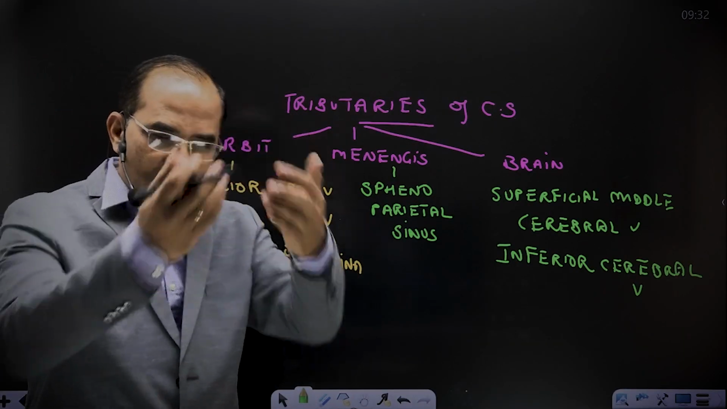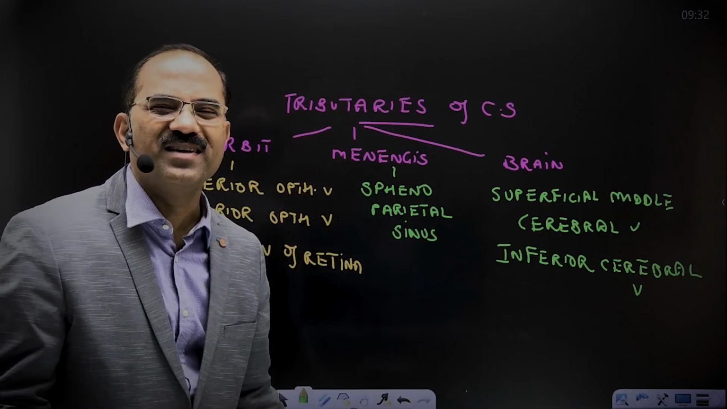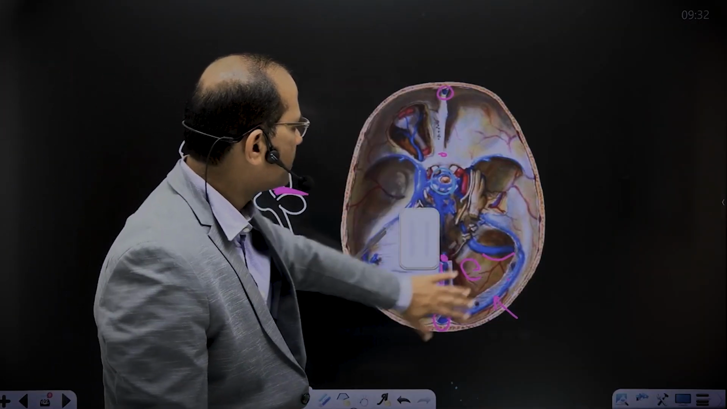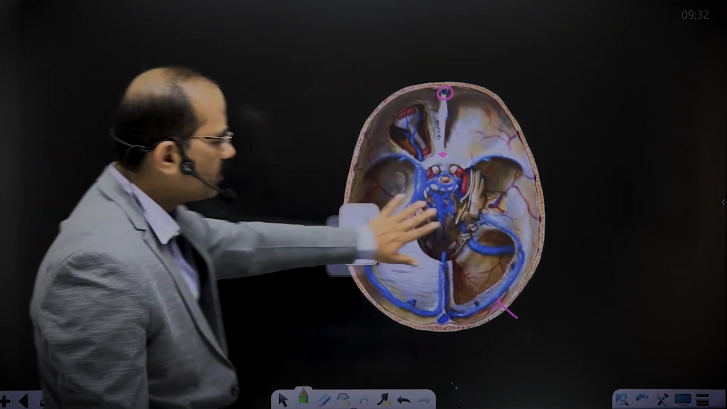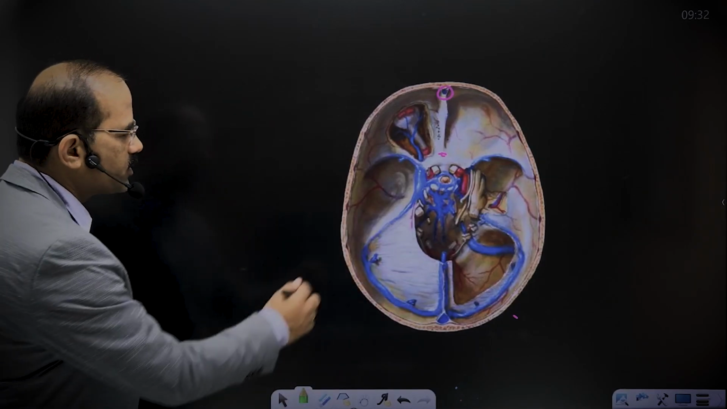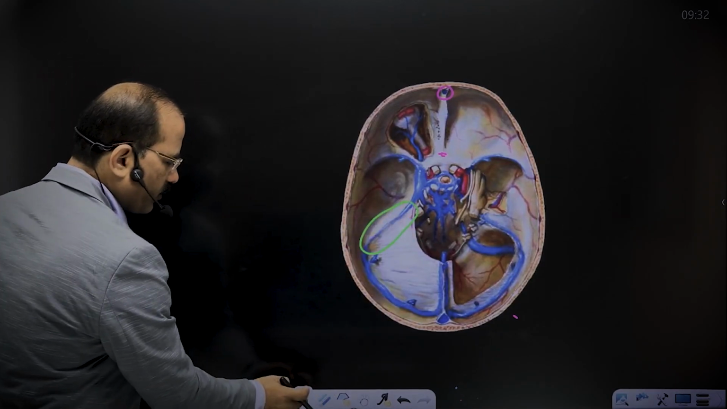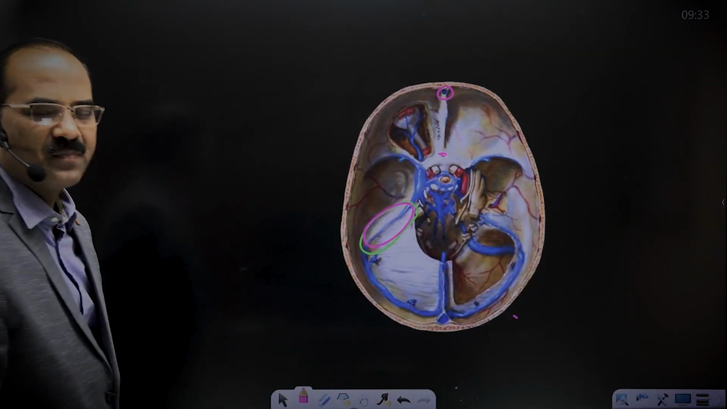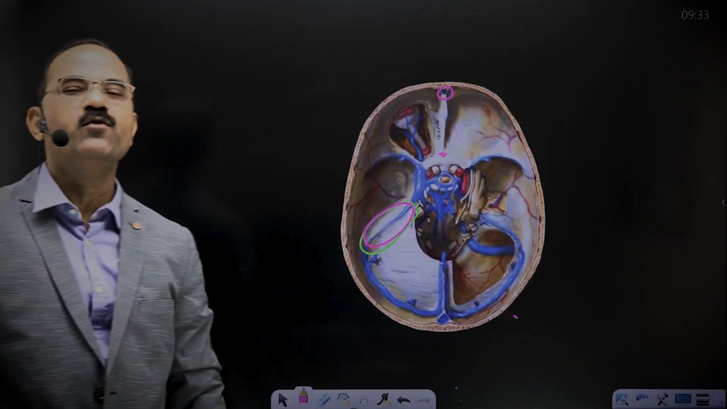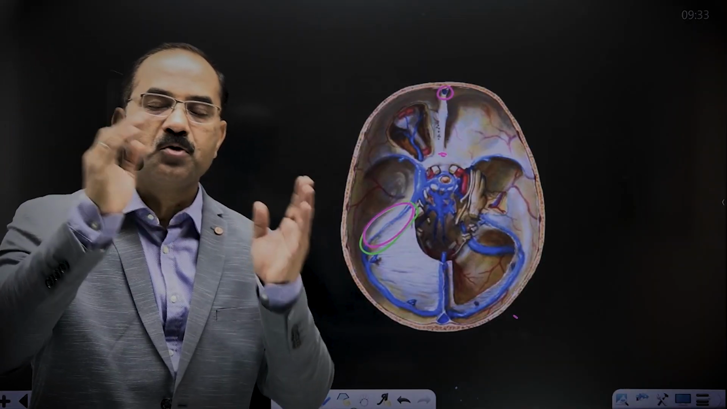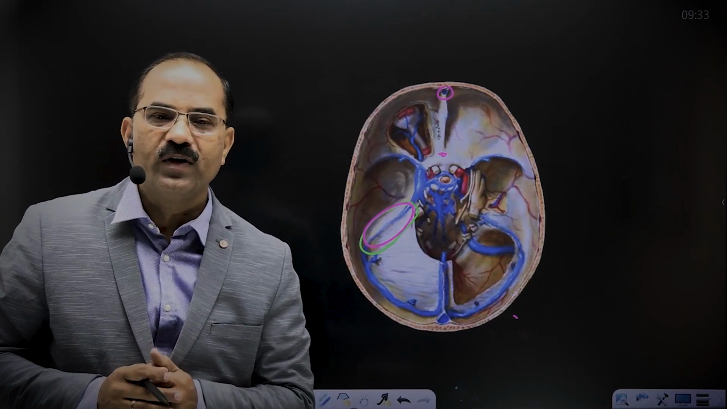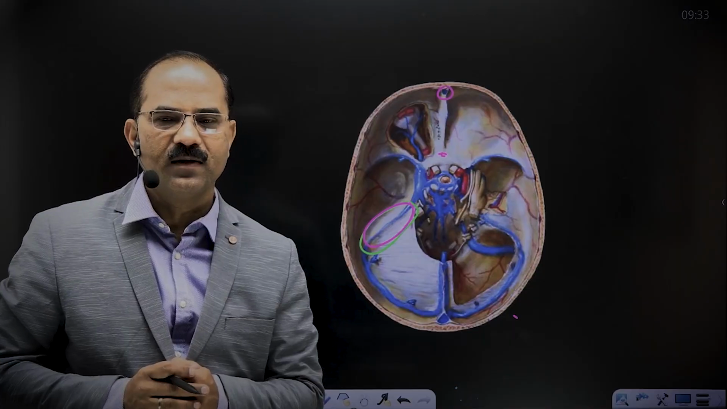Now, understand the draining channels. Draining channels meaning the veins which are taking blood from the cavernous sinus. Now, just have a look at this. We have seen this in the previous lecture. What is this bone? That's the petrous part of the temporal bone. On this petrous part, there are two sinuses, one along the superior border, one along the inferior border. Along the superior border is the superior petrosal sinus. Along the inferior border is the inferior petrosal sinus.